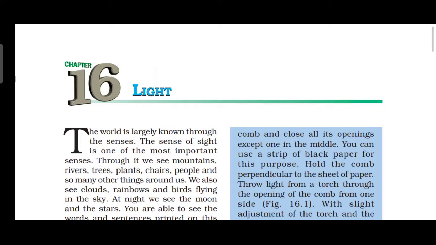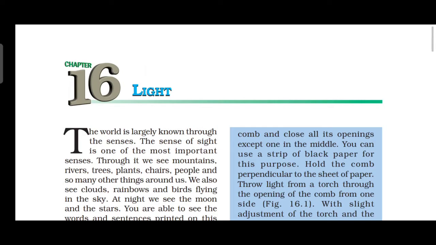Okay, so light is a form of energy. It helps in the sense of vision. When light falls on an object, some of the light is reflected back to our eyes also. Vision means we are seeing an object.